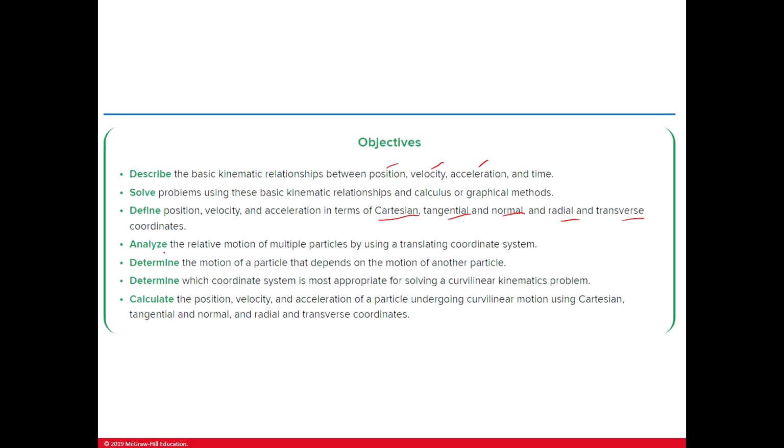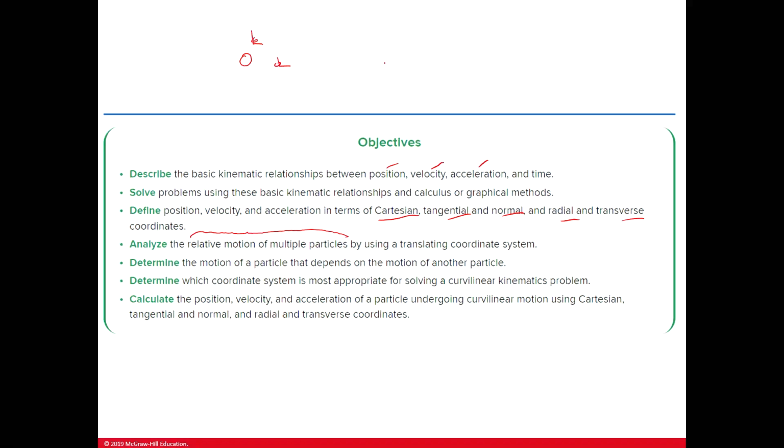Okay, we're going to analyze the relative motion of multiple particles. This is where things start to get interesting, because we can create a system of particles and see how one moves with respect to the other. Again, take planet Earth and a satellite, and take another satellite. We have to understand how one particle moves with respect to the other so that they don't collide.